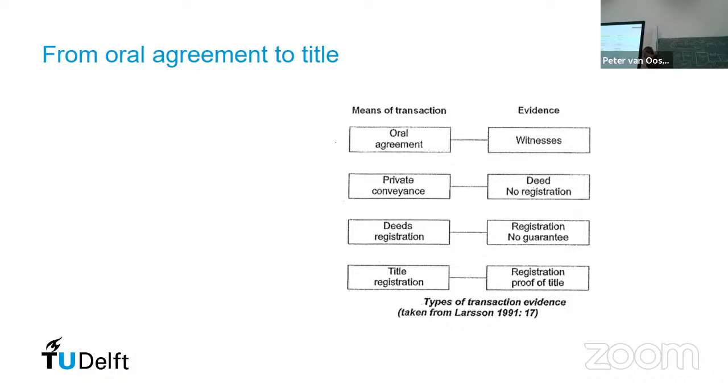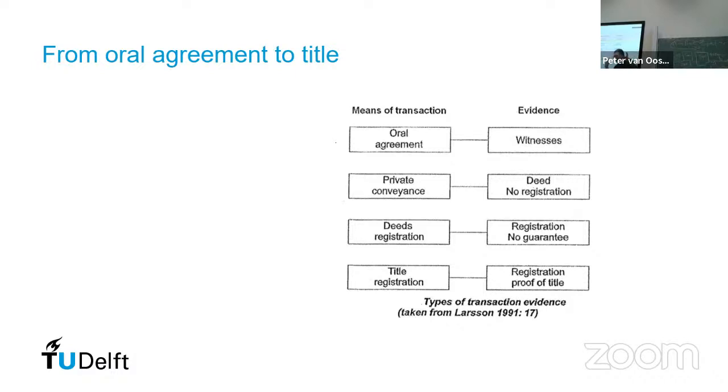Now you would maybe think that's very strange, that the government doesn't give any guarantees. I'm going to deal with it next week. Legal specialists who are not really part of the government, public notaries, are responsible for checking in case of transfer whether it's correct. But in such deed registration, there's no guarantee by the government.